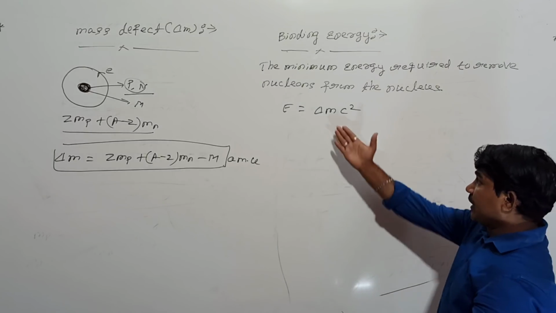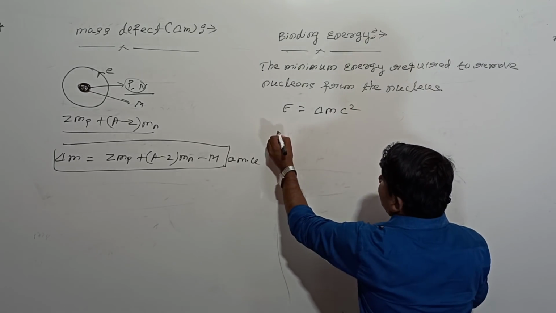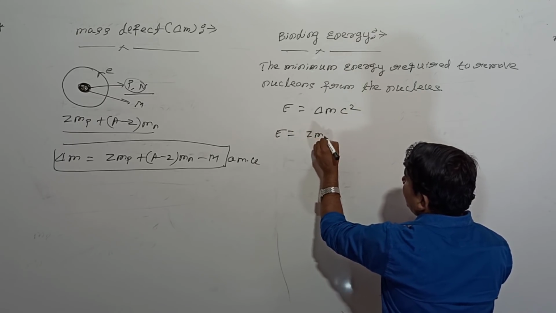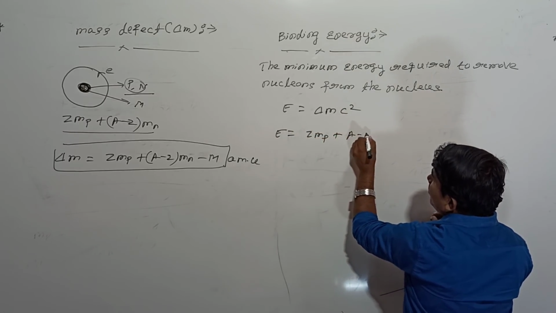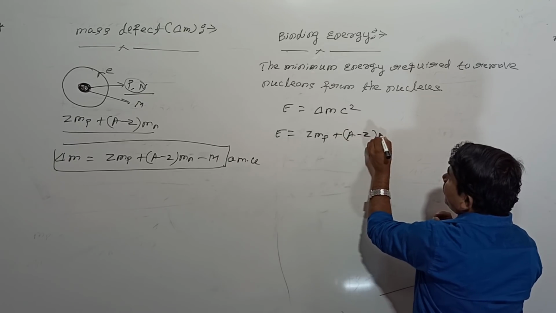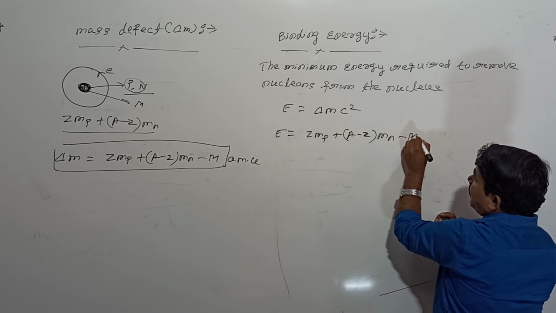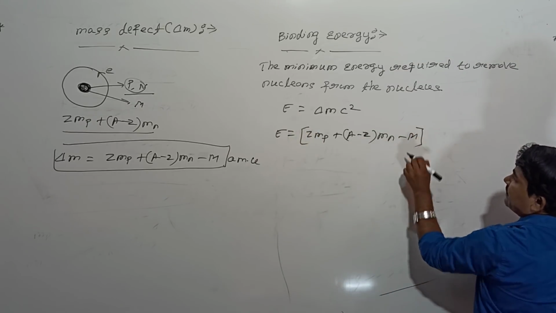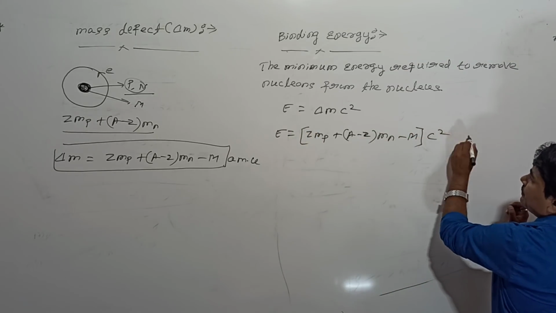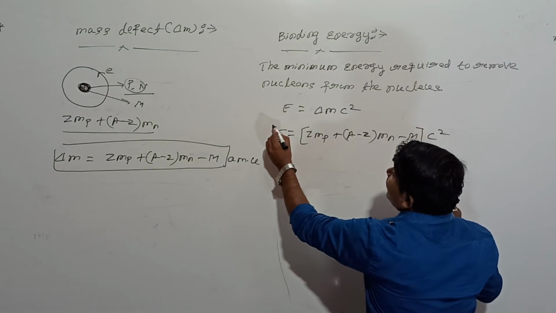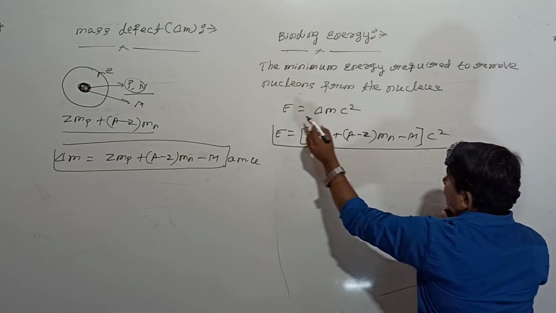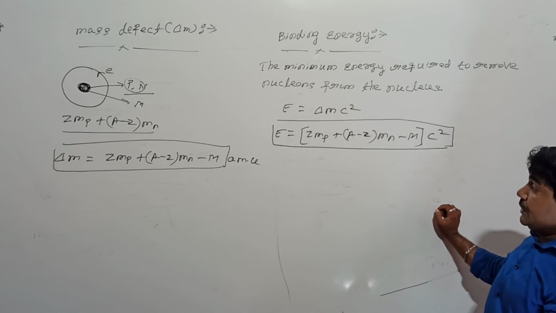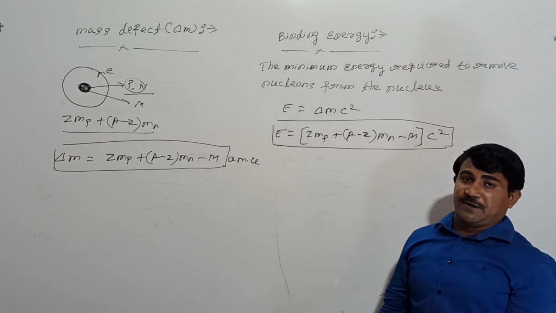Then how to represent the binding energy formula? Binding energy is Δm c square, where Δm equals Z times mp plus (A minus Z) times mn minus M. This is the binding energy formula. I mean, if we give this much energy to the nucleus, nucleons are separated from the nucleus.